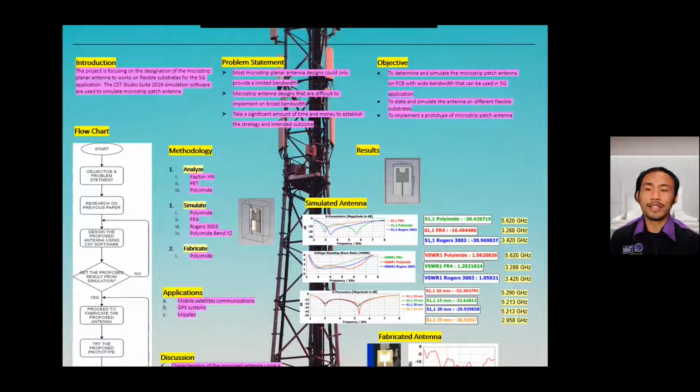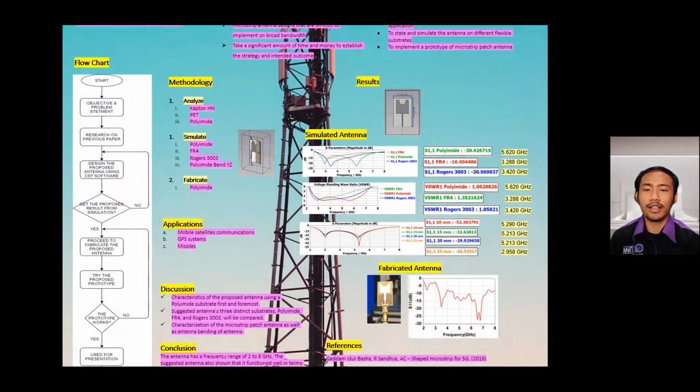So next, I simulate with 4 different substrates in CST simulation, which are polyimide, FR4 substrate and Rogers 3003 substrate. After that, I simulate one type of substrate, which is polyimide, with a different bending radius. After that, I decided to fabricate one of the antennas on polyimide substrate.